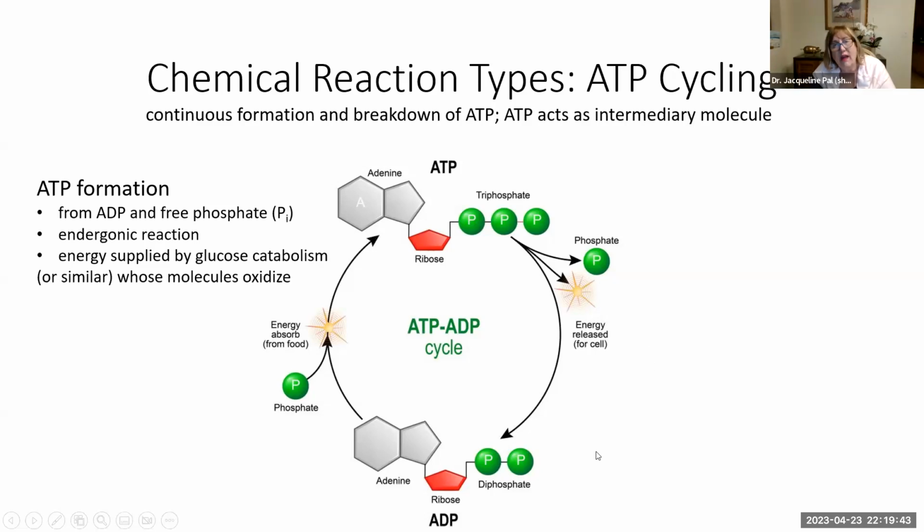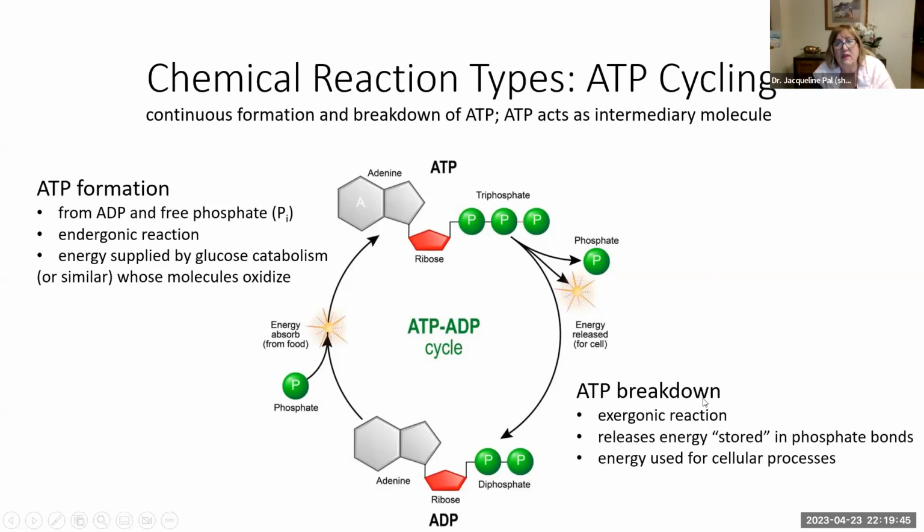If we look at the right side, this is ATP breakdown, and this is an exergonic reaction. We start with ATP and break this high energy bond right there to release the energy that was stored, along with the inorganic phosphate. Then we have the energy available for use, and we end up with an ADP molecule. This cycle just keeps going around and around, taking energy from one place and releasing it someplace else.